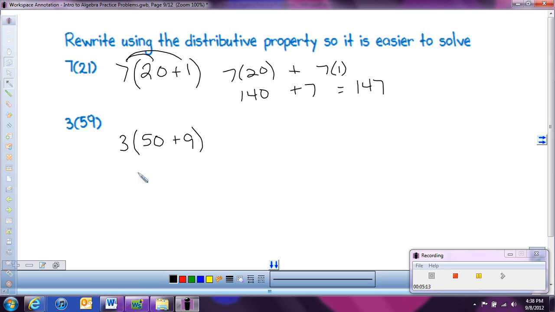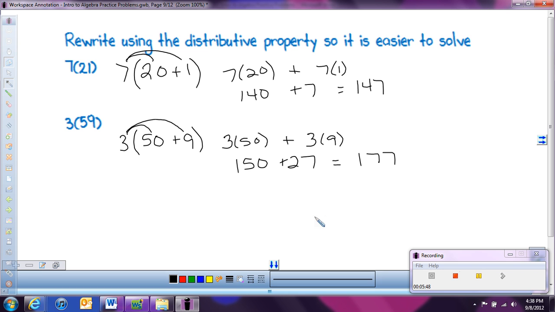Now I can use the distributive property, or I could just solve this in my head. But I'll write it down so we can see what it looks like. So we're going to take the 3, the number on the outside, and distribute it to both numbers on the inside. So first we have 3 times 50, which is 150. We're going to pull that plus sign straight over, and we have 3 times 9, which is 27. And now we have 150 plus 27, which is 177.